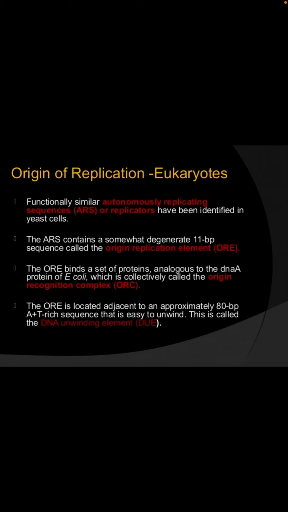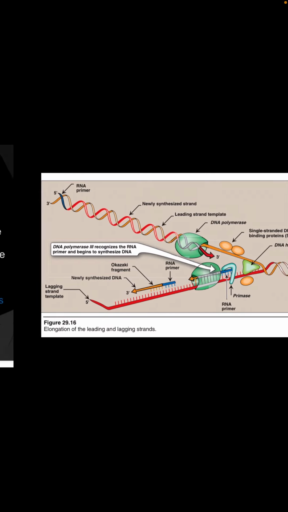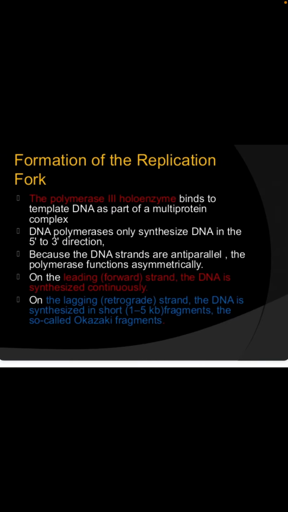This diagram is from Lippincott, and this is called the elongation step of the replication, as the initiation is done with the identification of the origin of replication and the primer binding. Afterwards, we will move towards the second step of replication, which is called elongation. Then after it, we will end this process of replication with the termination. So what happened in the replication fork formation? The polymerase 3 holoenzyme binds to template DNA as a part of a multi-protein complex.